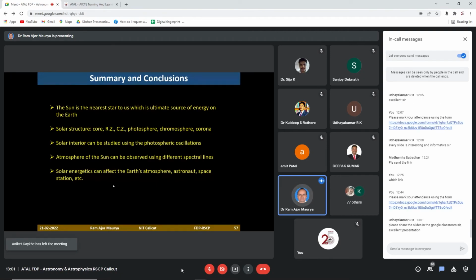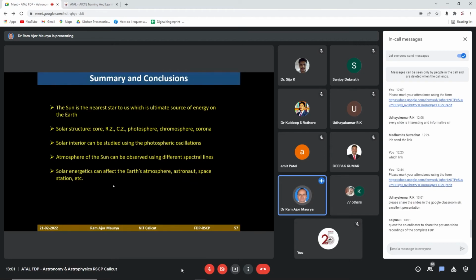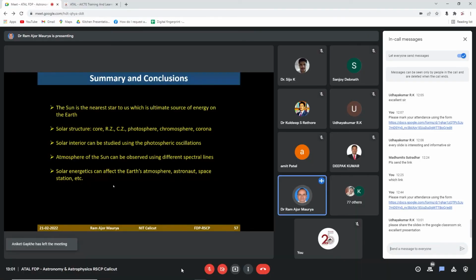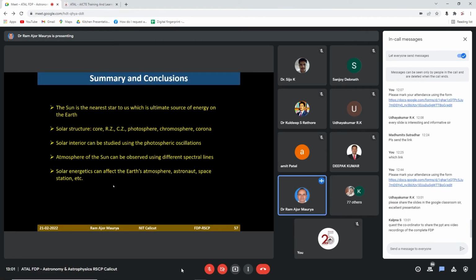So the sun is the nearest star to us, which is the ultimate source of energy. Because it is near to us, we can study the detail about the sun: the interior, atmosphere, and surface. Once we know more about the sun, then we can know detail about the other stars which we cannot observe, especially with their surface detail, because they are so far from us.